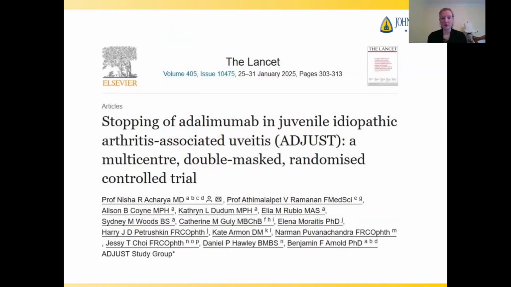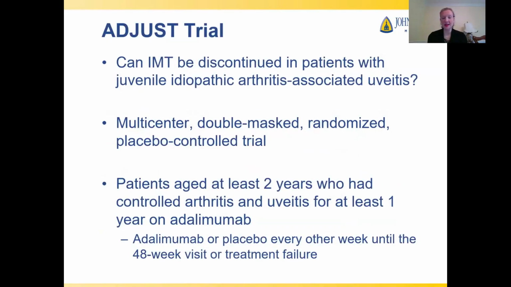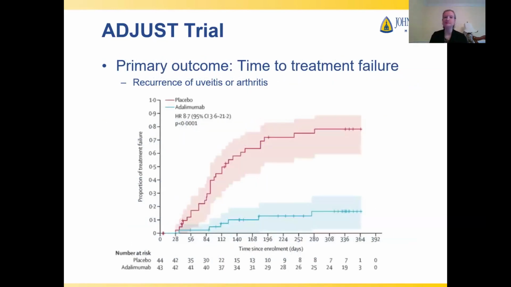inflammation. And then a more recent study is the Adjust study. And the question was, can immunosuppression be discontinued in patients with JIA-associated uveitis? We know we need to start it, but can we stop it? A multi-center, double-masked, randomized placebo-controlled trial, patients aged at least 2 years who had controlled arthritis and uveitis for at least 1 year on adalimumab, and they were given either adalimumab or placebo every other week until the 48-week visit or treatment failure.